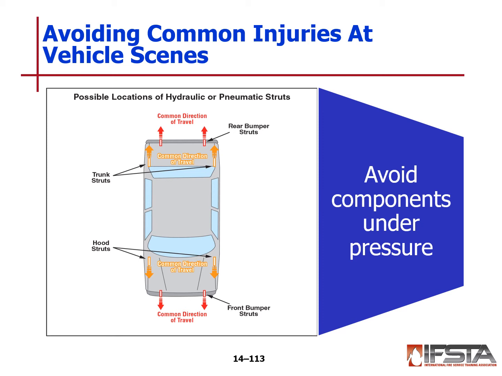We also want to avoid common injuries at a vehicle scene. Avoid components that may be under pressure. Rear bumper struts and front bumper struts can be under pressure. Any of the struts on the hoods, trunk deck, and hatches, those little gas-filled struts, again, are under pressure, and these are areas that we want to try to avoid. We have to think about that when we're approaching. That's why we approach from corners and not directly in front of or behind the vehicle.